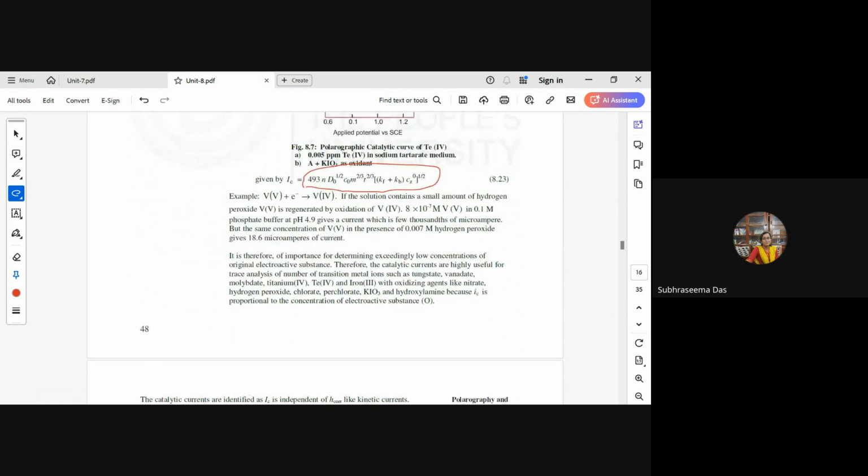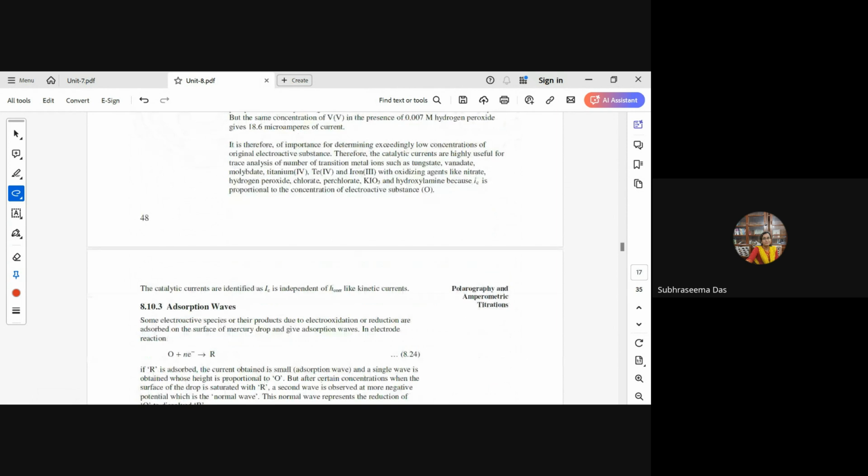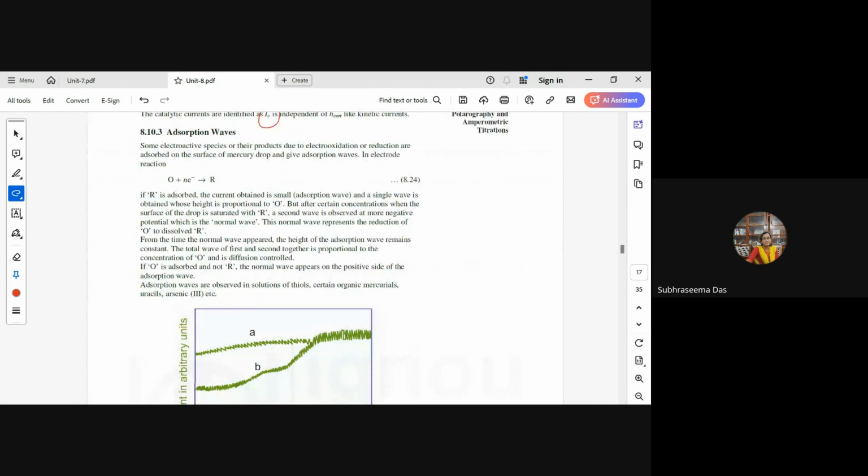Here it is important that this process needs only an extremely low concentration of the original electroactive substance, which can be measured by this process. Thus they are very useful for trace analysis of transition metal ions, and the catalytic currents are identified as IC. Then come adsorption waves.